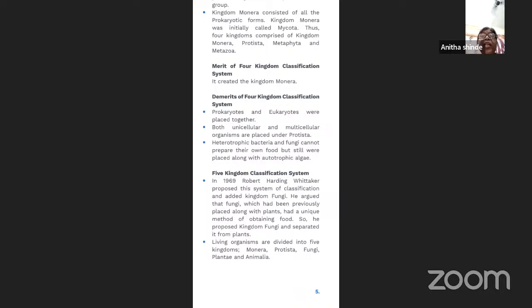Now Monera, as we have just seen, includes all the prokaryotic forms. In Protista, apart from the unicellular, you have multicellular organisms and all those things, so they have been included under Protista, like different types of algae, lichens, molds, and so on. Then in Fungi only the fungi are included, in Plantae only the plants, and in Animalia only the animals. So like that we have the five kingdom classification system, which Whittaker gave. Okay, so this is about the five kingdom classification.